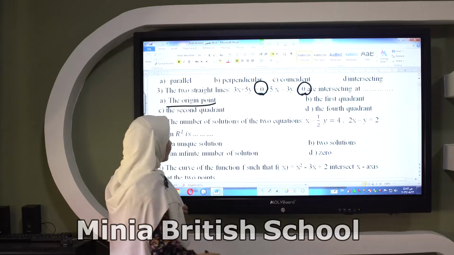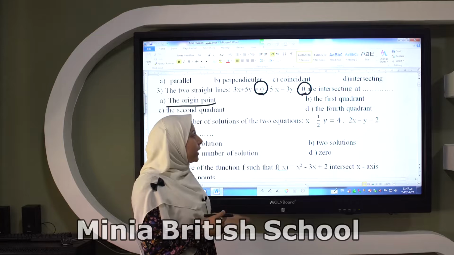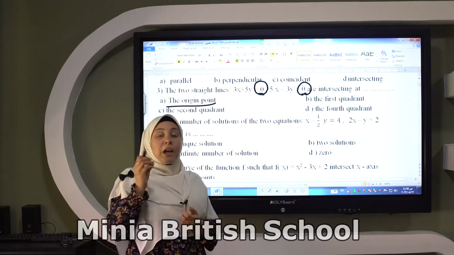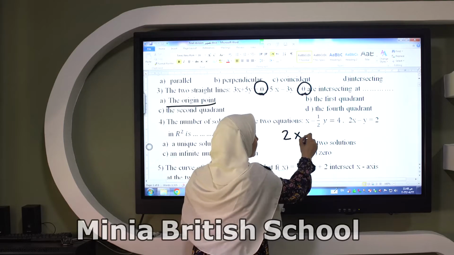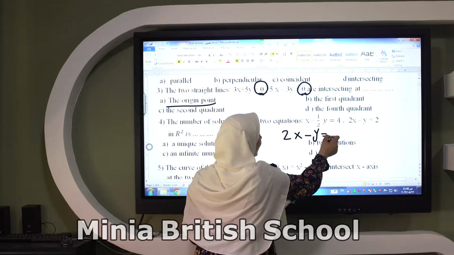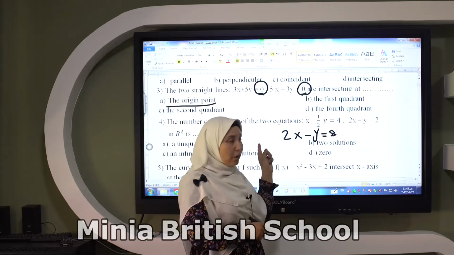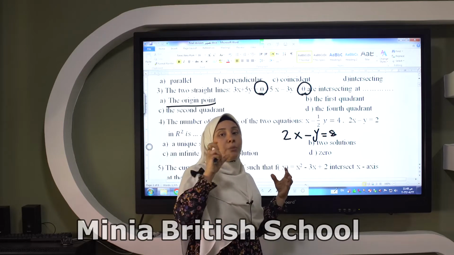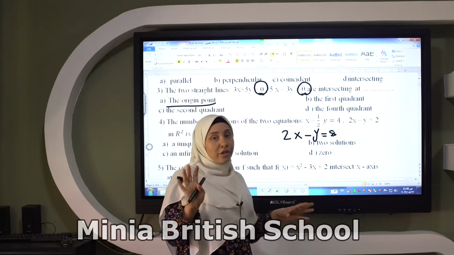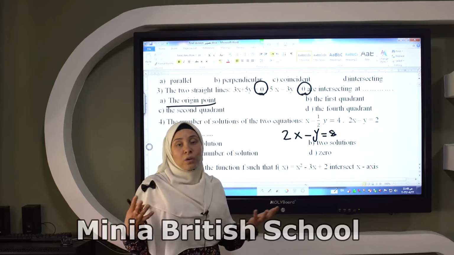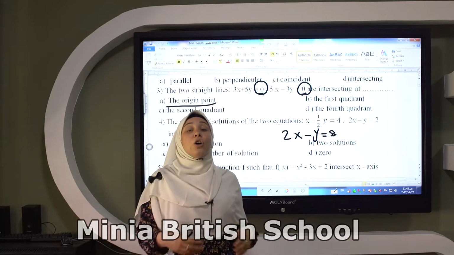Number 4, the number of solutions of the 2 equations x minus half y equal 4, 2x minus y equal 2. If you multiply the first equation by 2, we get 2x minus y equal 8. So the 2 equations have the same slope, but the points of intersection with the y-axis are different. So the 2 straight lines are what? Parallel. Then the number of solutions of the 2 equations is 0.